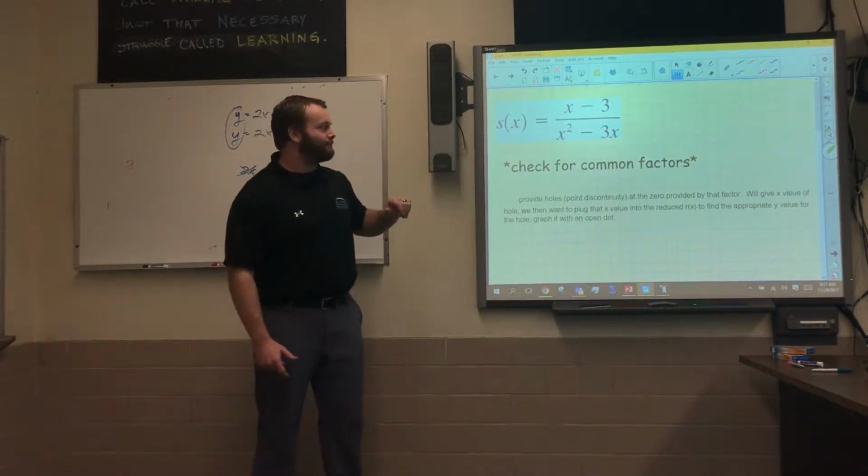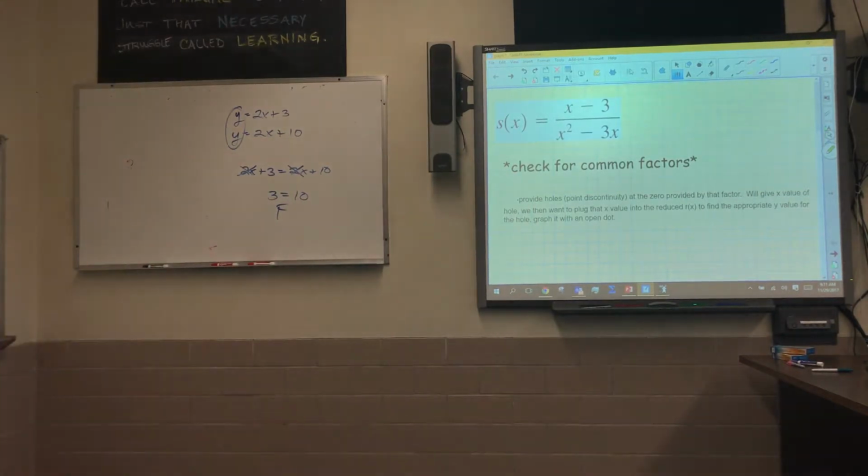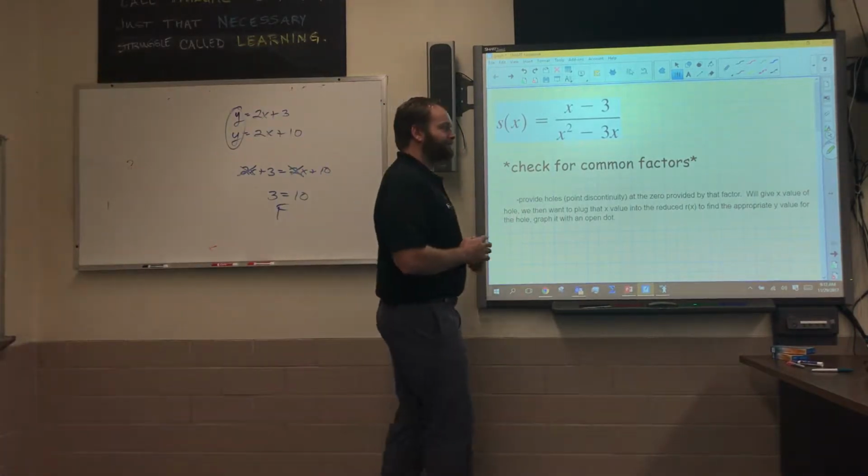If you have common factors, what it does is it provides holes, or what we call point discontinuity, at the zero provided by that factor. Okay. Now when I say at the zero provided by that factor, it simply means I take that factor, set it equal to 0, and solve. Okay. And that will give me the x-coordinate of where the hole is. Okay. Now when I say 0 in that situation there, it is not the same thing as an x-intercept or a root. Okay. Sometimes the hole will be on those, or where an x-intercept would show up.